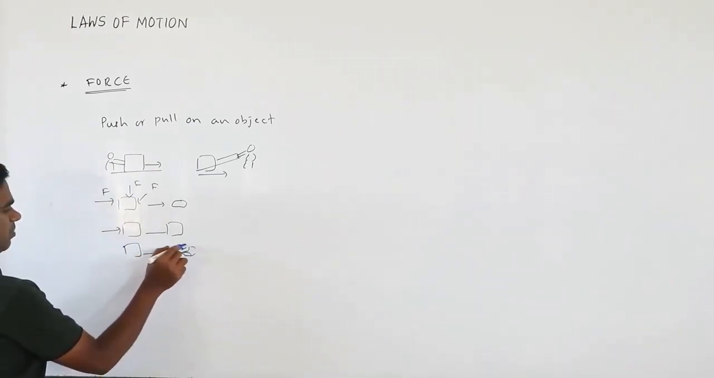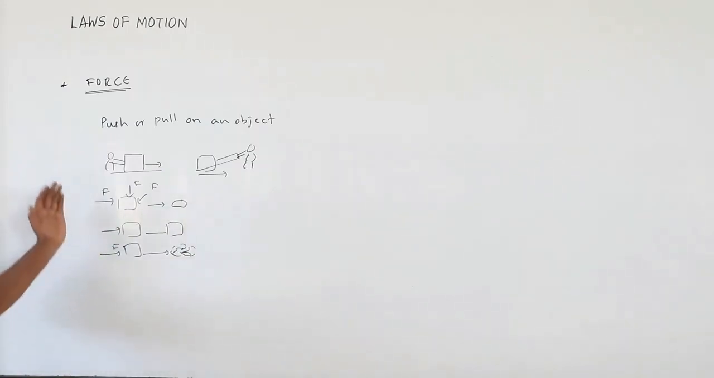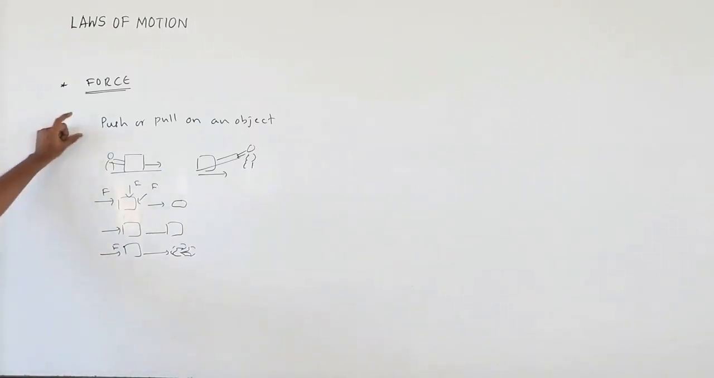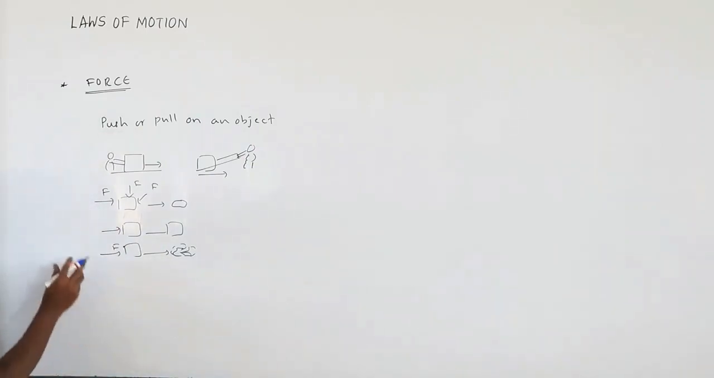Okay. So by applying what? By applying the force. Okay. So all these things can happen with the help of what? With the help of force. Okay. So I can write like this also. It is an external agency.